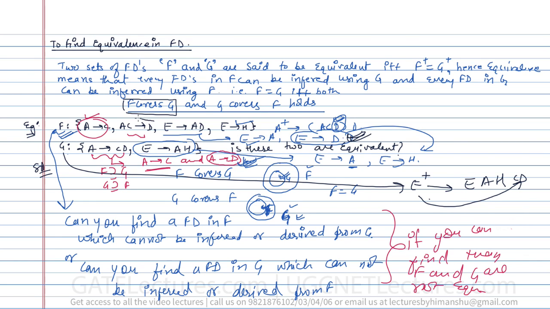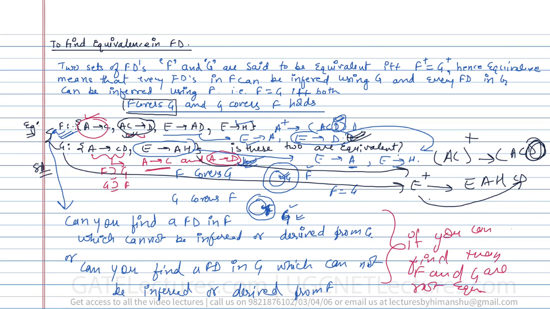Now the only thing remaining is AC derives D. AC derives D is present in F but it is not present in G. So if you take AC closure in G, what can you identify? AC closure contains A, C, D. Because ACD contains D, this AC derives D is also covered in G. So there is nothing present in F but not in G, and nothing present in G but not in F. Therefore we can say F and G are equivalent.